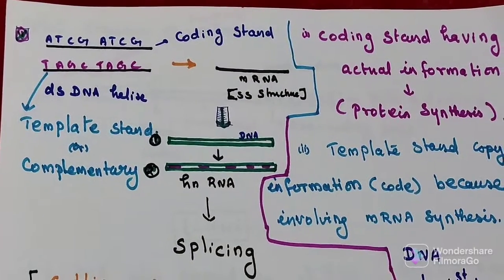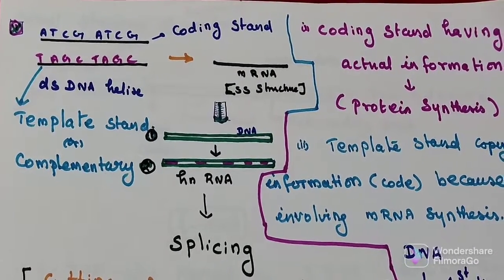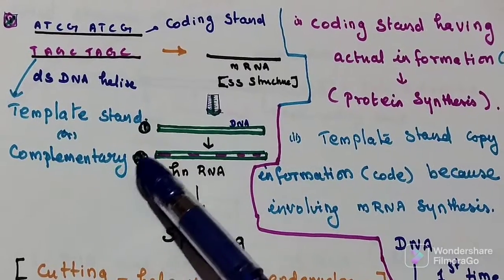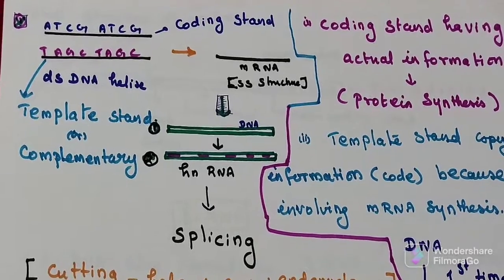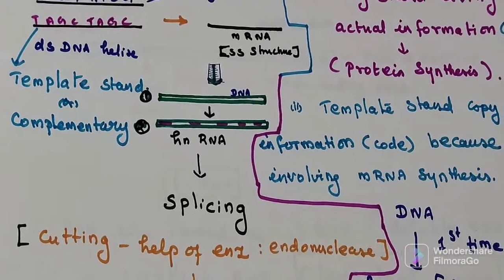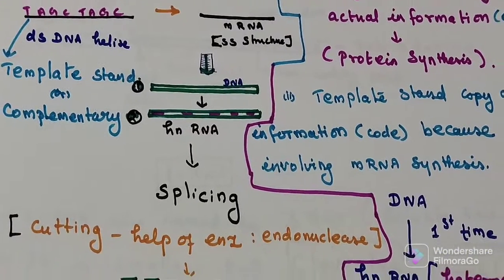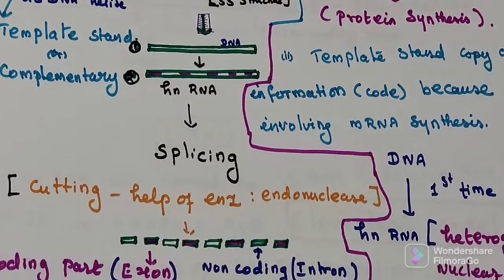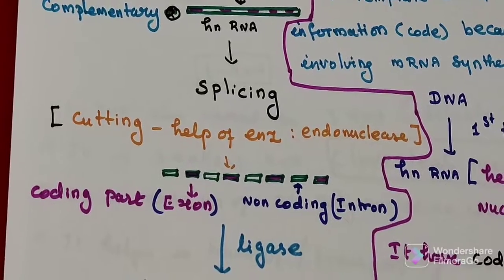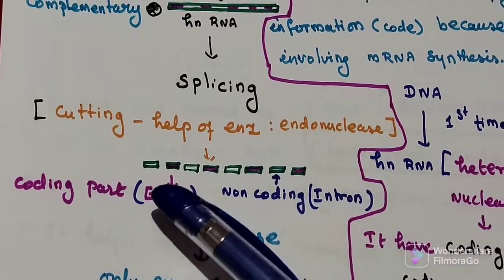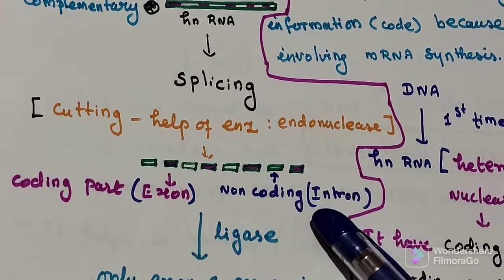This DNA molecule first synthesizes hnRNA. hnRNA has two parts, a coding part and a non-coding part. The dark one is the coding part, the light one is the non-coding part. Why should it have a non-coding part? This should be removed by splicing, basically cutting with the help of an endonuclease enzyme. After cutting, what will we get? Coding part and non-coding part. The coding part is called exon, the non-coding part is called intron.